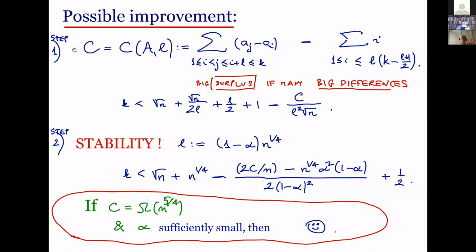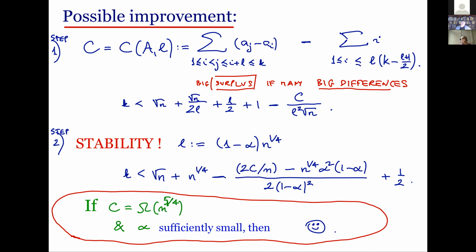So we just take this difference, by C, and plug it in the previous formula, we got a better upper bound. So the larger the C, we get a better upper bound. And here comes that we can choose alpha as we like. So if this term here is sufficiently large, we got an improvement.